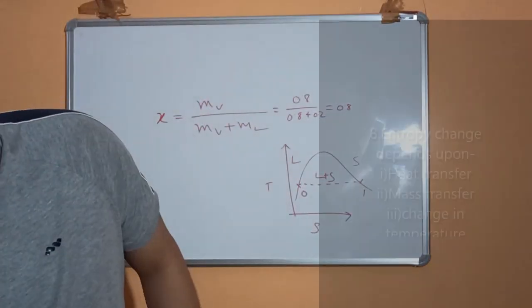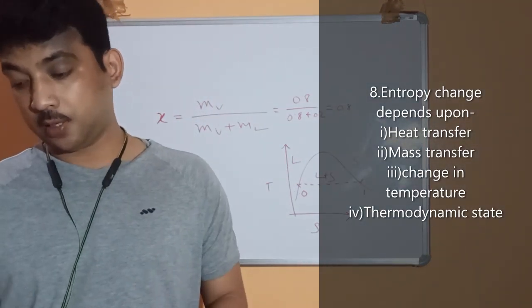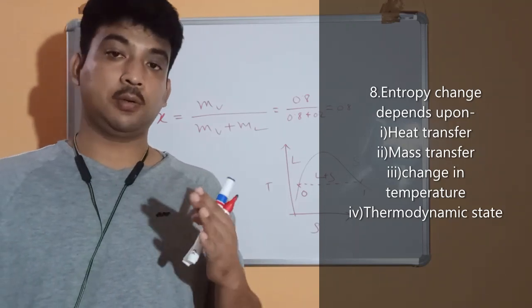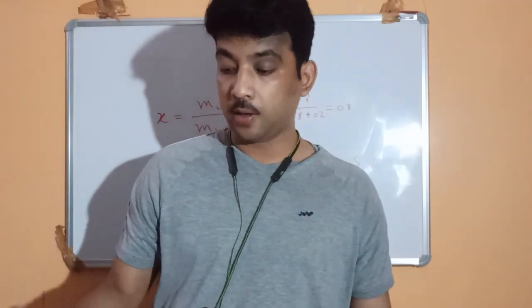Next question. Entropy change depends upon heat transfer. The correct answer is heat transfer, because ds is equal to dq by T. Already we discussed that it depends upon the heat transfer. So the correct option here is heat transfer.